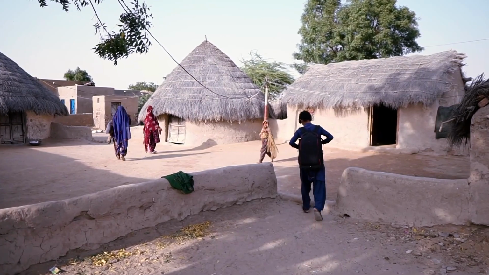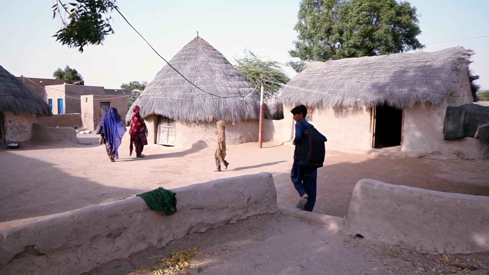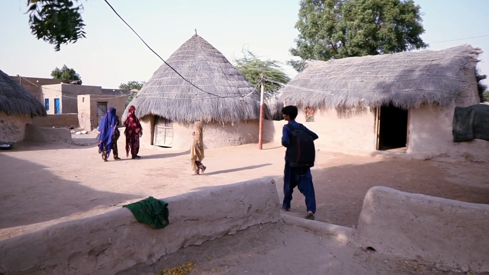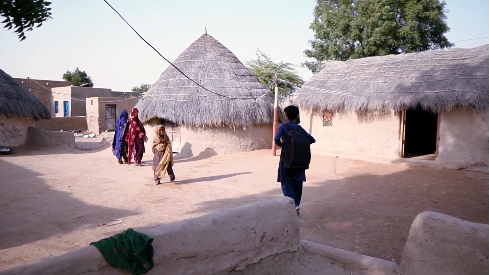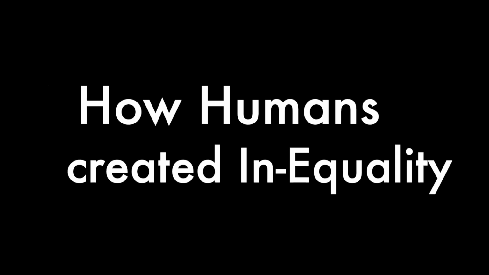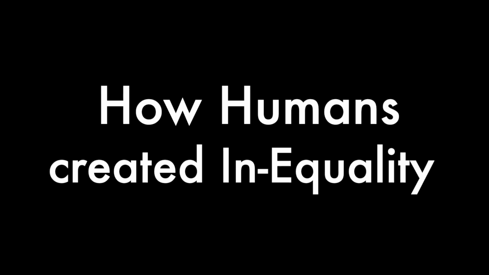If he doesn't go to school, he doesn't learn. If he goes to school, he will starve, right? Now let us talk about the situation, how humans created a situation of inequality. Here the humans created the situation of inequality. What is that? For that we can understand about the caste system.